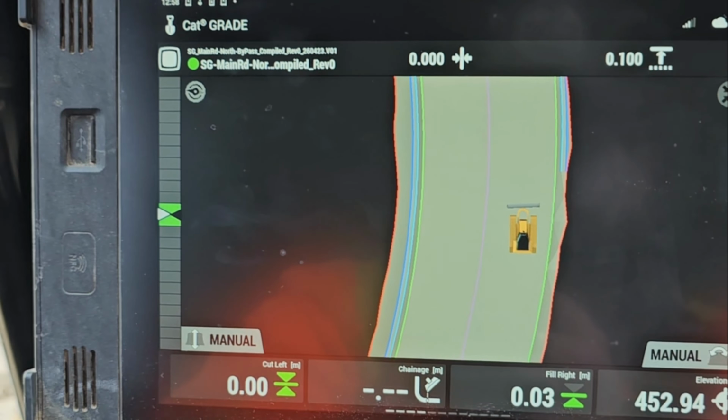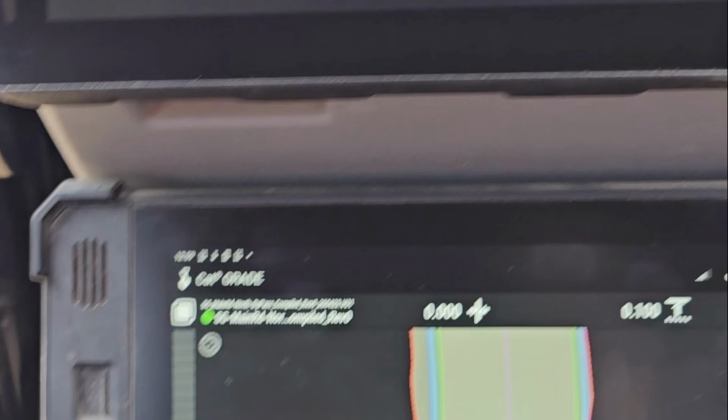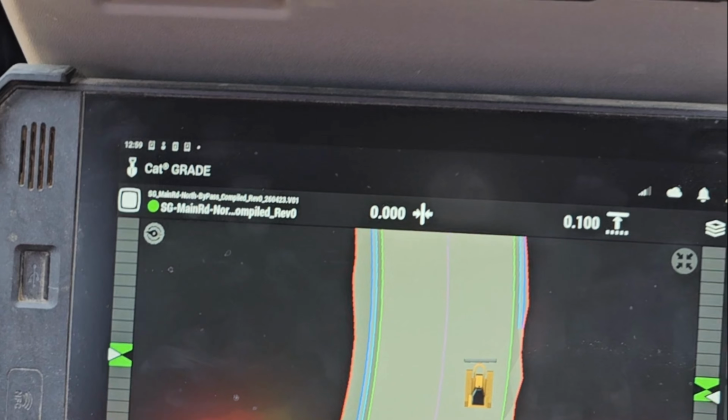But yeah, I hope you guys like it. That is in the new Cat D6 systems. They're in all the new models. They're in the 8s, the 6s. They're in anything that's good, really. They are great. Yep.